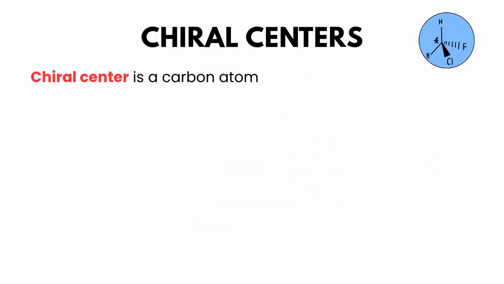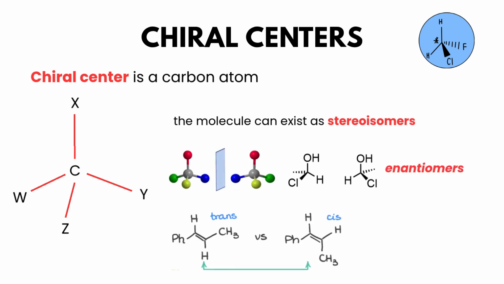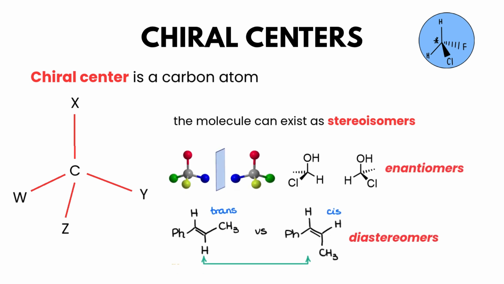Chiral centers. A chiral center is a carbon atom with 4 different substituents. This makes it asymmetric, so the molecule can exist as stereoisomers, mirror image enantiomers, or non-mirror diastereomers. The MCAT uses these to test both concept understanding and quick recognition.